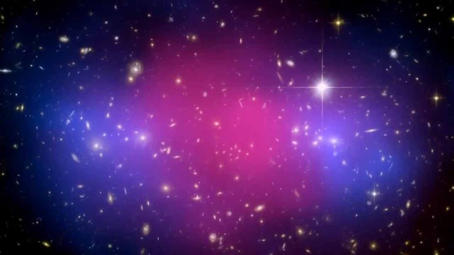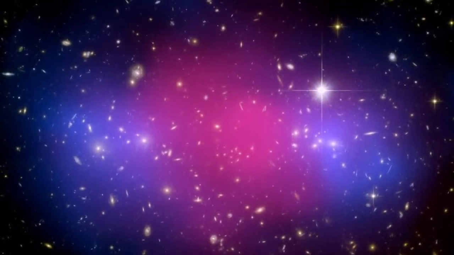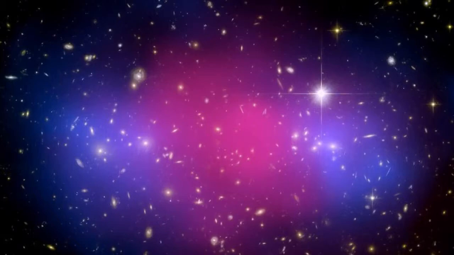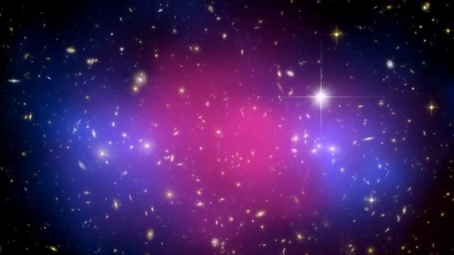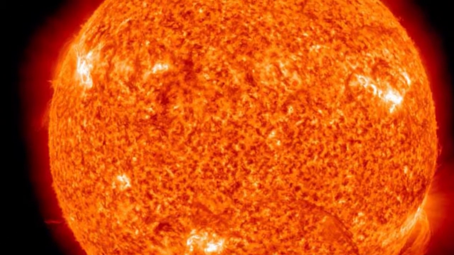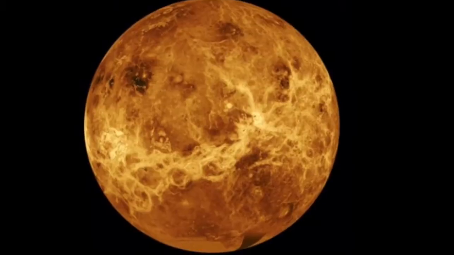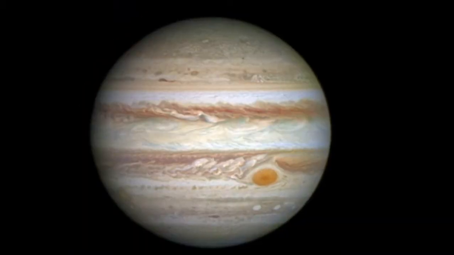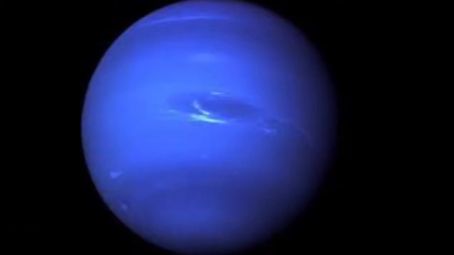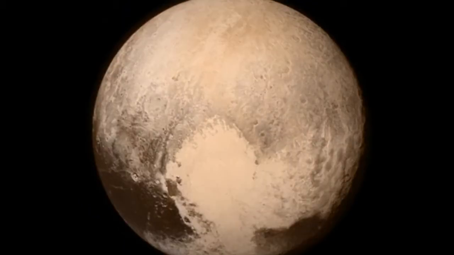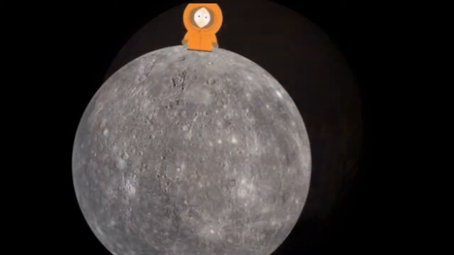Astronomical units are used within solar systems, as to a light year, which is usually used to measure between stars and galaxies. There are 8 planets in our solar system: Mercury, Venus, Earth, Mars, Jupiter, Saturn, Uranus, and Neptune. Pluto used to be considered a planet, but now it is a dwarf planet.